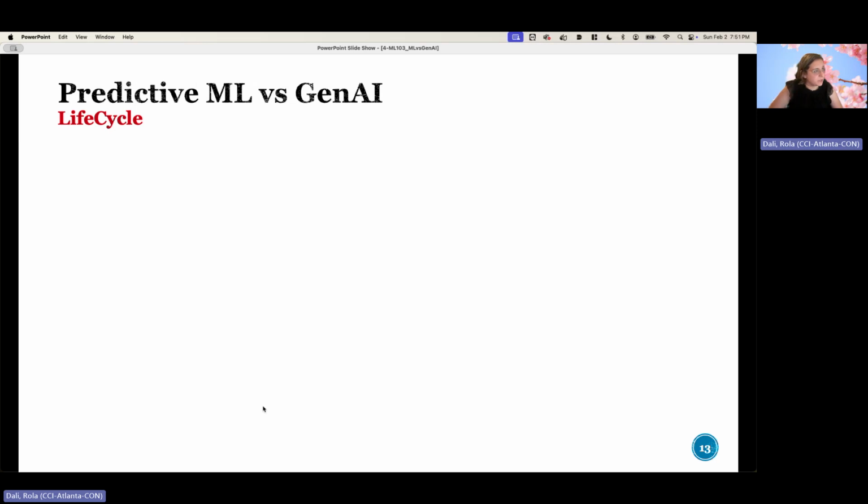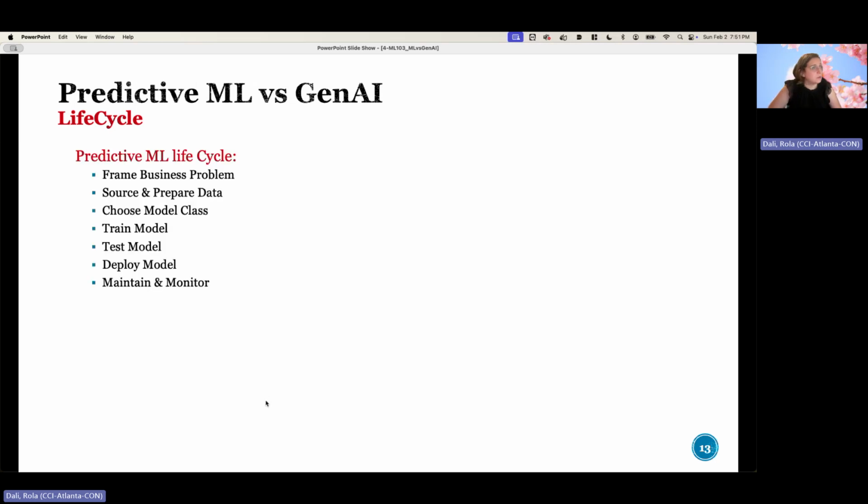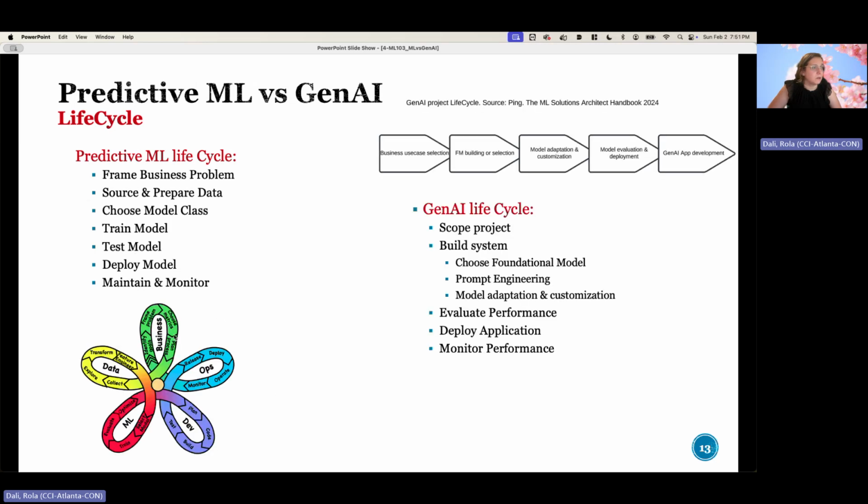There is a difference between the predictive ML and the GenAI lifecycle. In the predictive ML lifecycle, as we've looked at a couple of times now, we frame the problem, we source the data, we choose the model, we train it, we test it, we deploy it, and we maintain it. In the GenAI lifecycle, you scope your project, you look at your business requirements, then you build the system. So you choose the model, you prompt engineer, you adapt that model to your needs, then you evaluate your performance, and when you're happy with it, you deploy it and you monitor it.